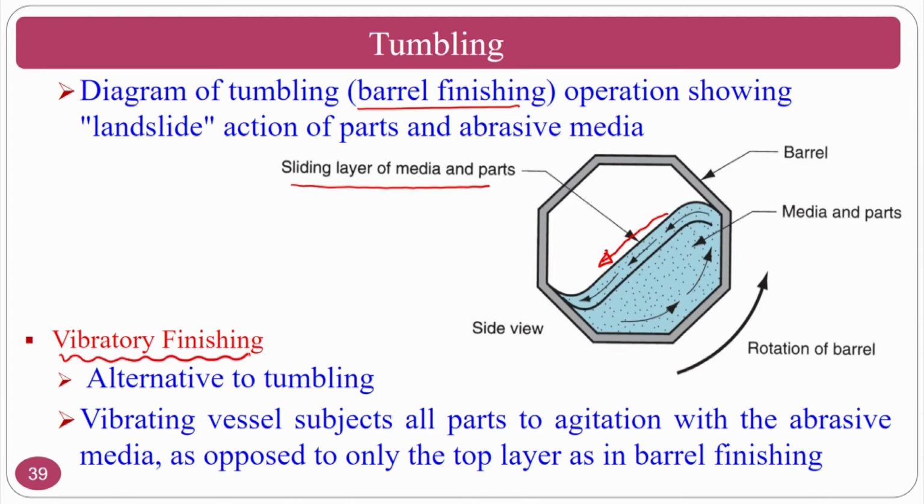In a vibratory finishing process, what will happen? It is an alternative to tumbling, one you can go for. The vibratory vessel subjects all the parts to agitation with the abrasive medium, as opposed to only the top layer in barrel finishing. You just put it here and rotate it, and you will get the finishing process.